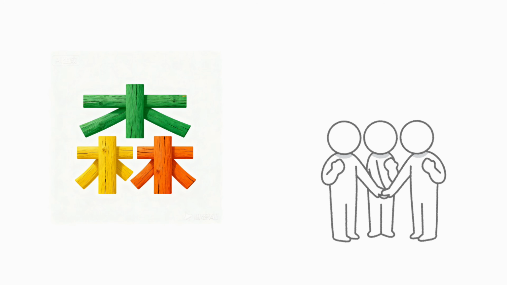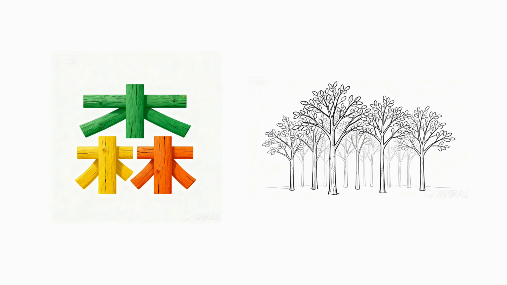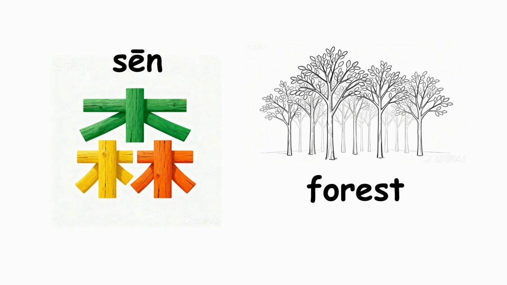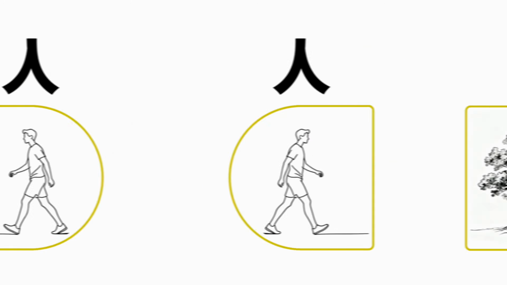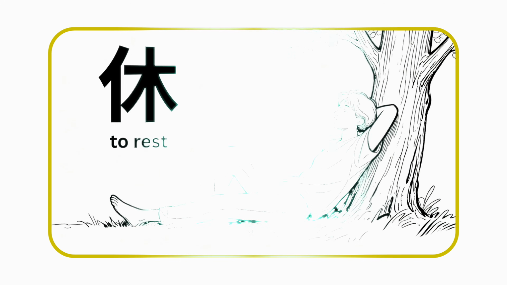For example, this character, Sen, you can find 3 Mu's in it. In traditional Chinese culture, 3 is considered many, so this character actually means many trees. Can you guess its meaning? Yes, it is forest. Interesting, isn't it? There are many characters like Sen, which are formed by combining simple characters to express more complex or abstract ideas.